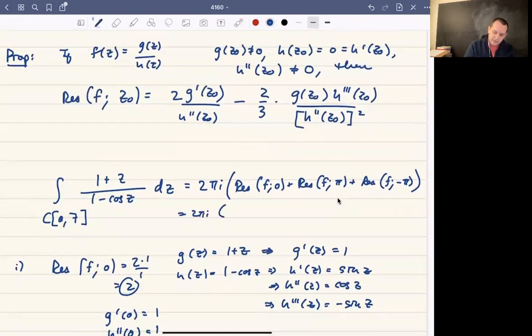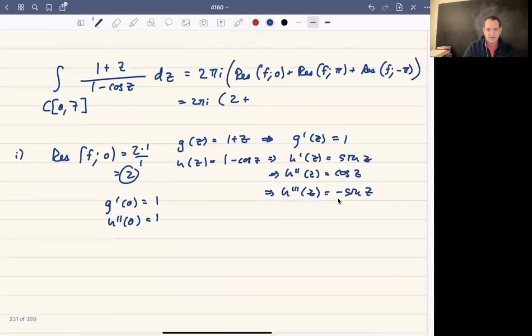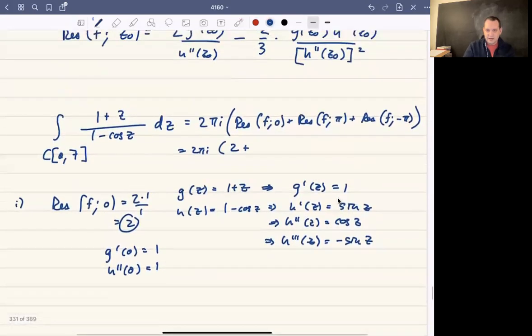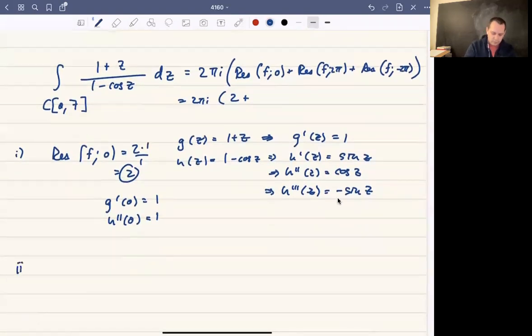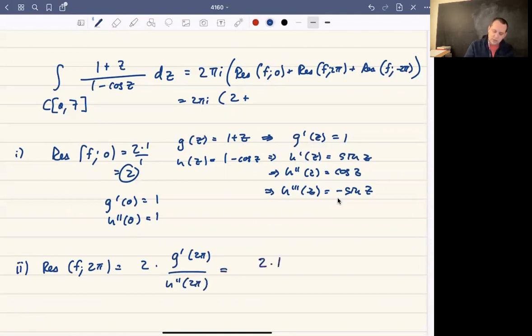So this is 2 pi i times 2. And then we have to do this process again, not at pi, but at 2 pi and negative 2 pi. So at 2 pi, the residue of f at 2 pi is going to end up being 2 times g prime of 2 pi over h double prime of 2 pi. Let's see, g prime of anything is 1, so that's 2 times 1. h double prime is cosine. Cosine of 2 pi is 1, and that's again 2.